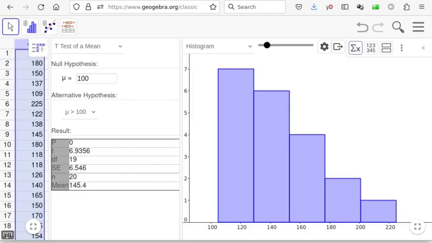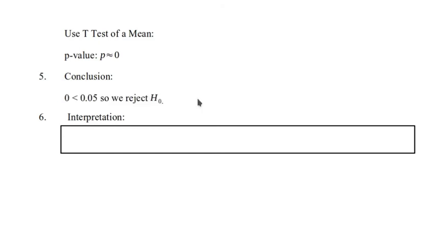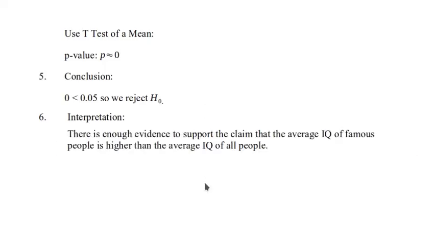Our p-value is 0. And so we can conclude that we reject the null hypothesis because our p-value is less than alpha. And we can say that there is enough evidence to support the claim that the average IQ of famous people is higher than the average IQ of all people.